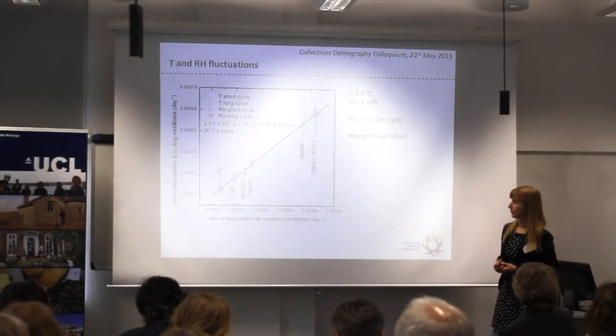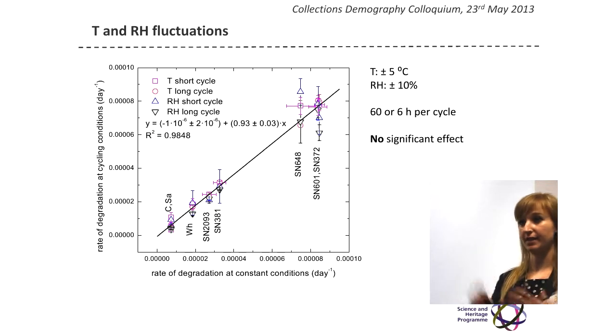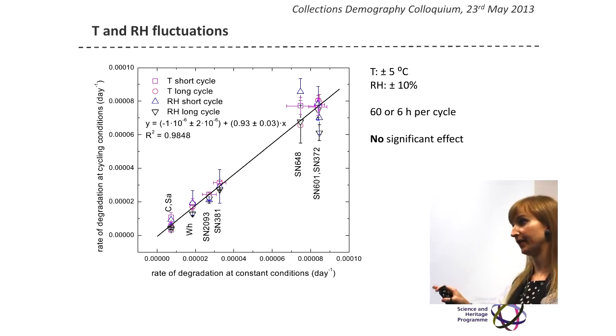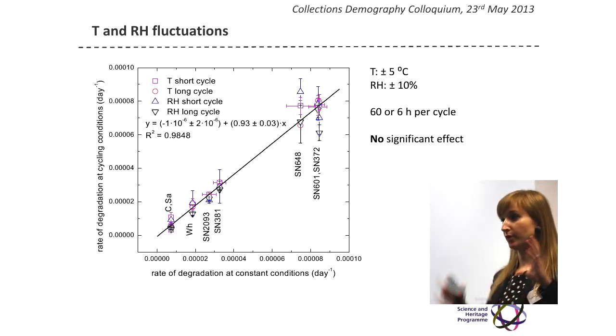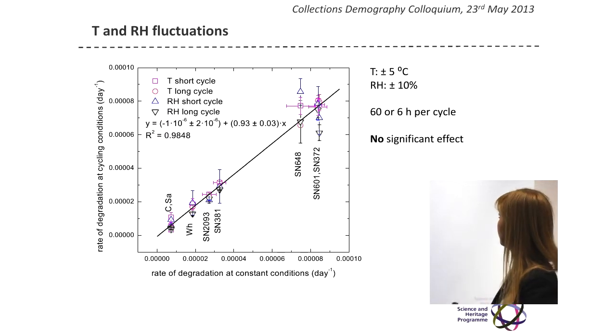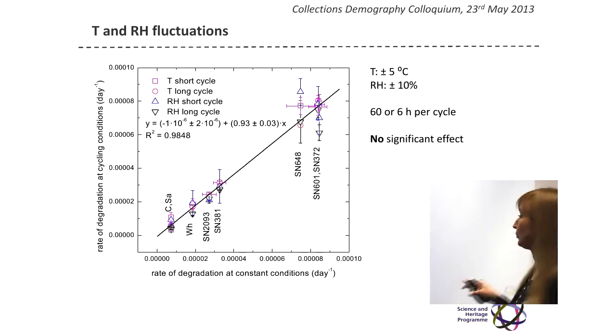And to investigate how this affects paper degradation, we carried out experiments, and basically we did experiments at the cycling temperature and the steady state RH, and the cycling RH and the steady state temperature. The fluctuations were in a realistic kind of range, which is a temperature fluctuation of plus minus 5 degrees and an RH fluctuation of plus minus 10%. And they were compared to degradation rate at kind of median temperature and RH conditions.